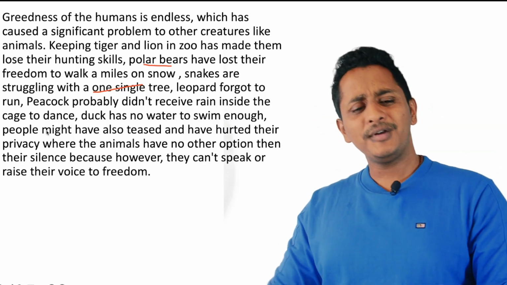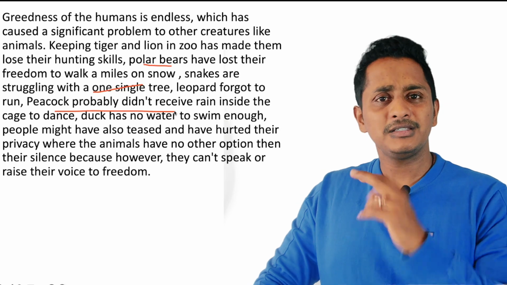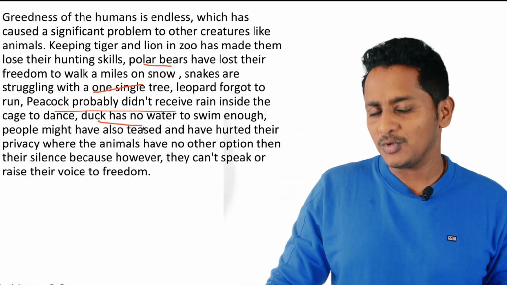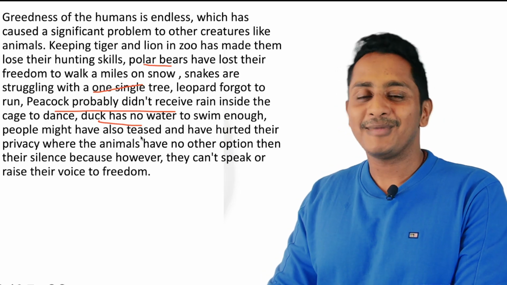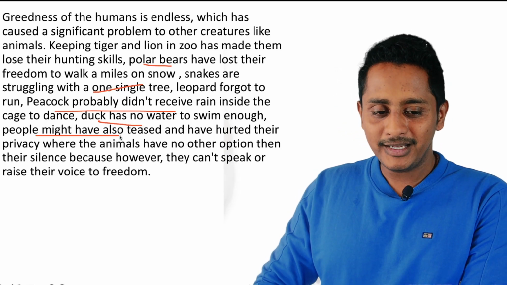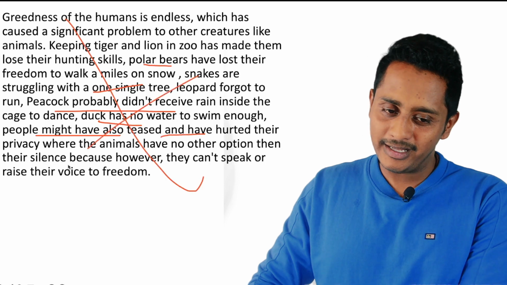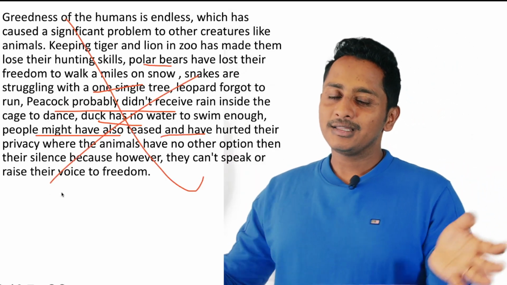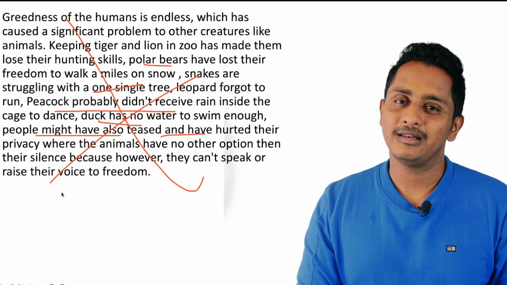Like this, so many disadvantages were there. Peacock probably didn't receive the rain, so it will not dance. Correct? Duck has no water to swim, so it cannot beat Michael Phelps. Correct? People might have also teased and have heard that the entire thing is wrong. So what is required is something else. What is written is something else. The questions will be simple.